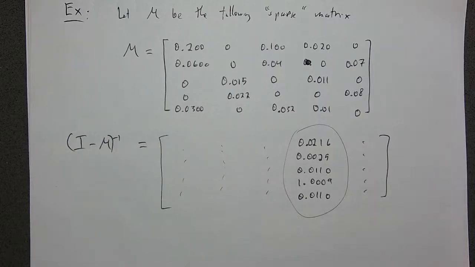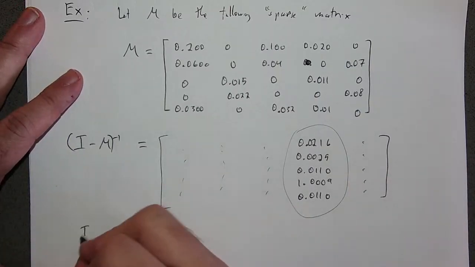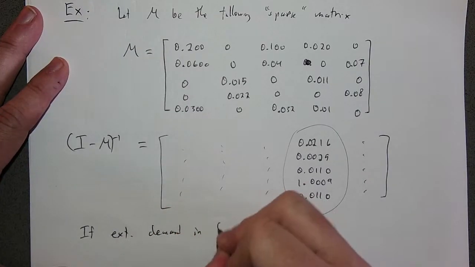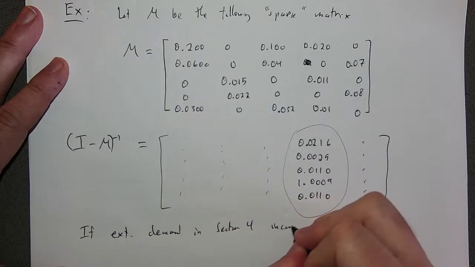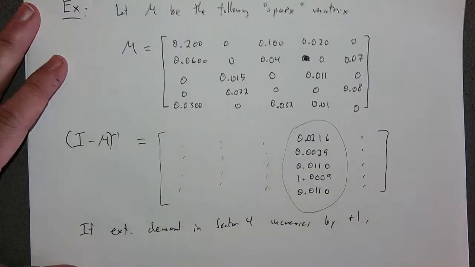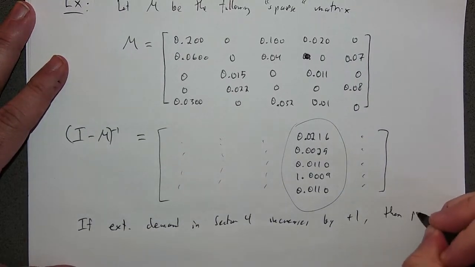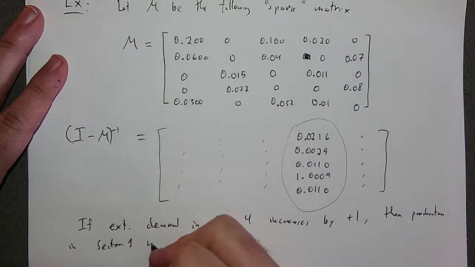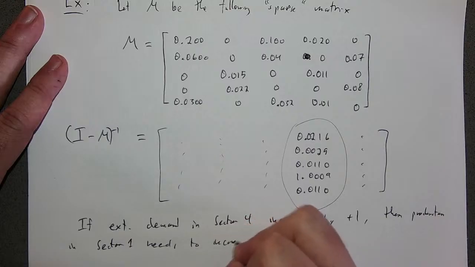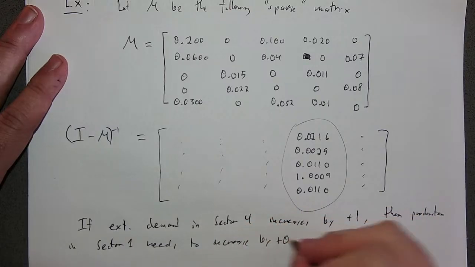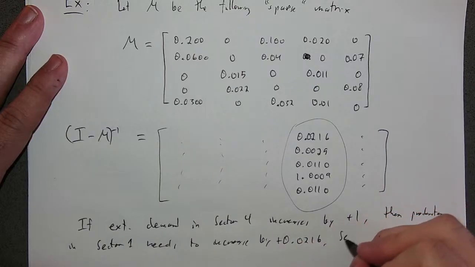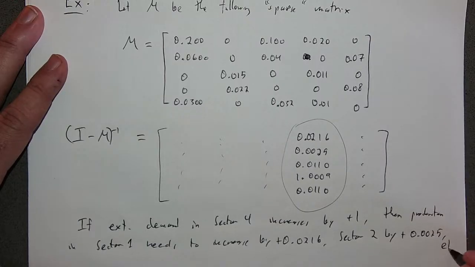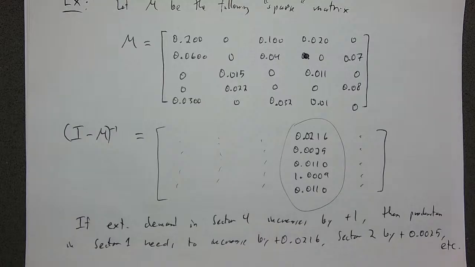which indicates what? This means that if external demand in sector 4 increases by +1, then production in sector 1 needs to increase by +0.0216, sector 2 by +0.0025, and so on. All right, you get the idea here. Okay.